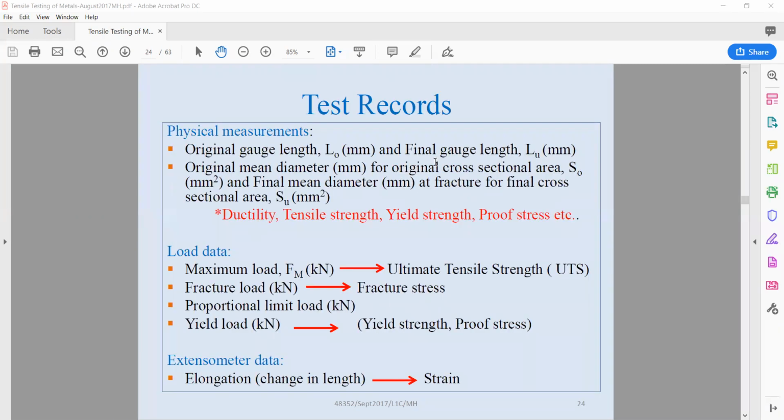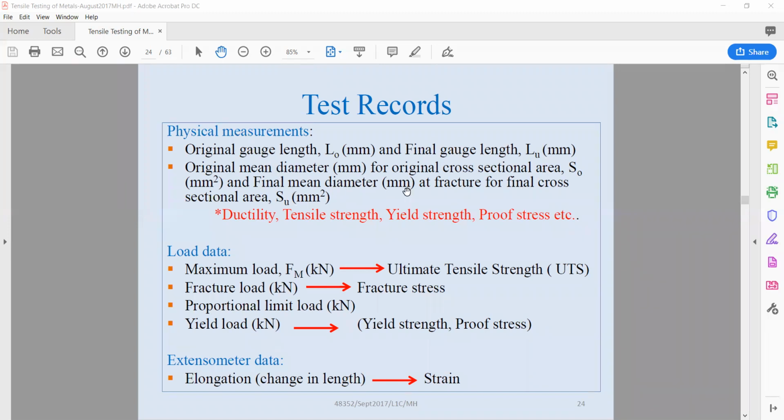Then after the sample is tested, you also measure the final gauge length. You bring the 2 broken samples together, fit them, and then you measure; that will be your final gauge length. Then you also have to measure the initial diameter and final diameter. Usually, when you measure diameter, it's better to measure 3 times by rotating the sample, so that at least you have an average diameter.